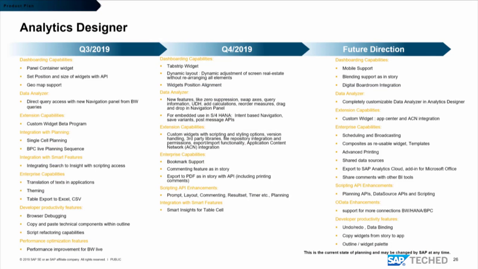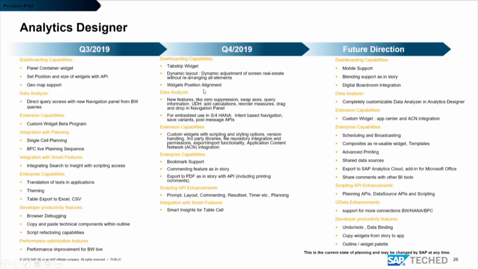So you have seen different demos, right? Dashboarding demos, the closed loop scenarios, the smart alerting scenarios. Then have a look at the roadmap, what we are planning for future releases. So Q3 is already delivered. If you have the QRC tenant in your company, you should already have this status. You should already see the panel container widget and the whole geomap support. You can already use the data analyzer, and for the planning stuff, you can also already use these pieces.